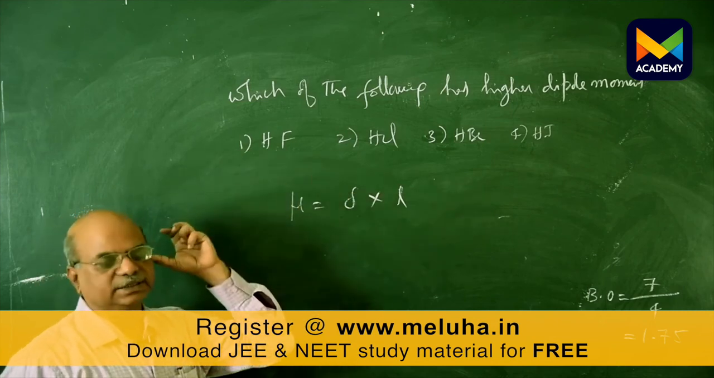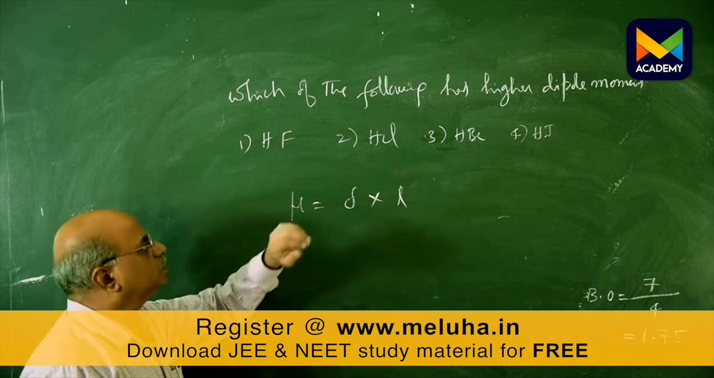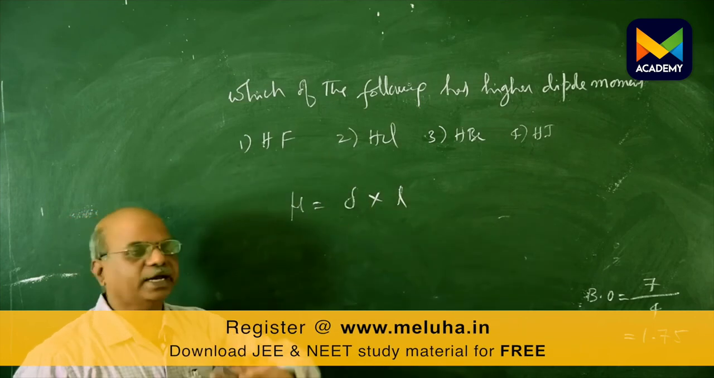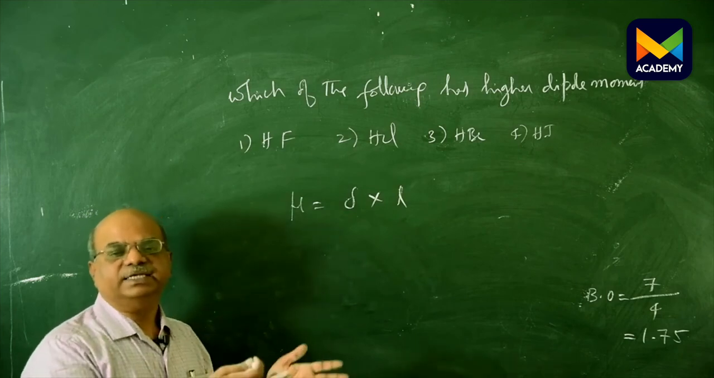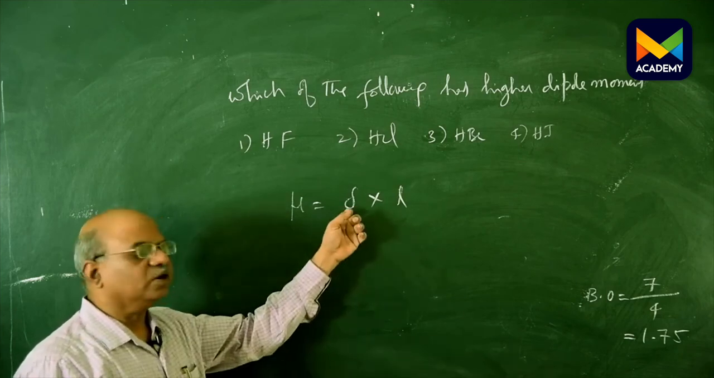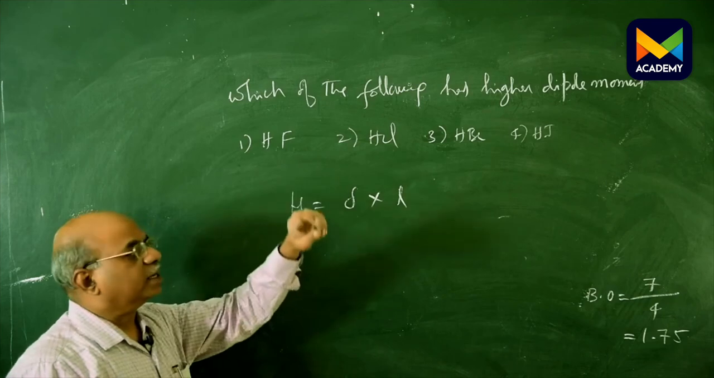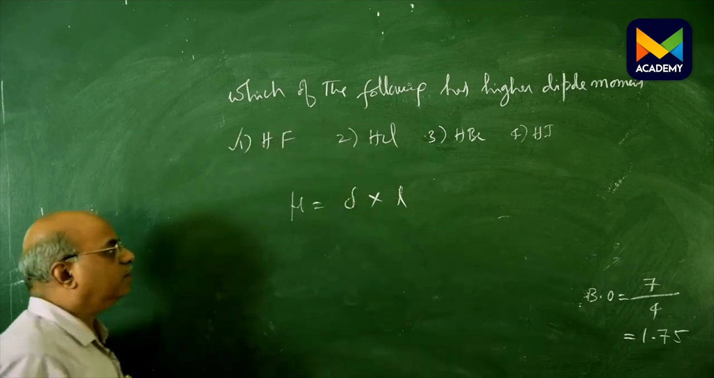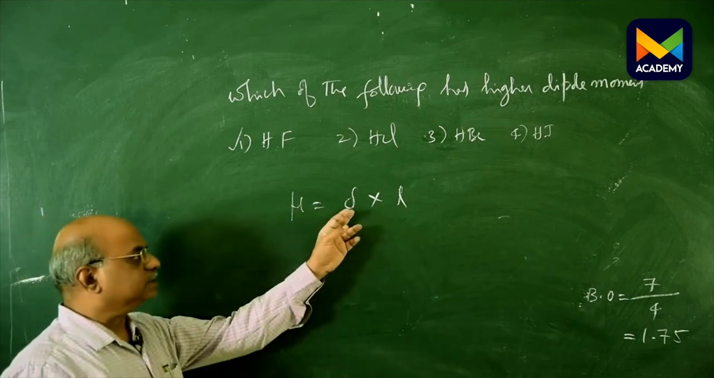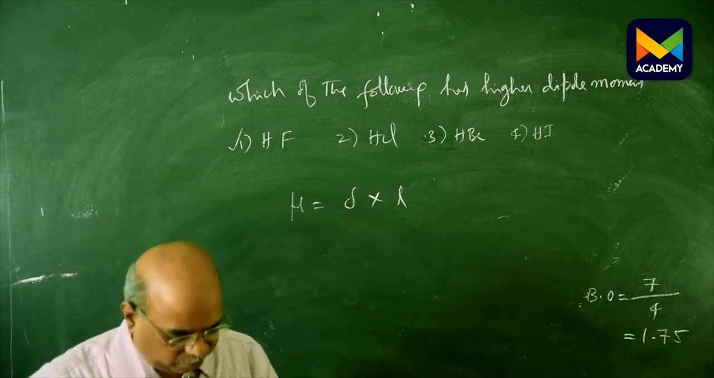Here, in all four cases, hydrogen is common. So it is fluorine, chlorine, bromine, iodine that we have to check. Higher the electronegativity of the atom, higher is the polarity. Therefore this delta value will be higher when the polarity of the bond is more. Therefore HF, with higher polarity, can have higher dipole moment because this delta value is more for that.